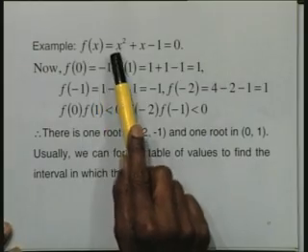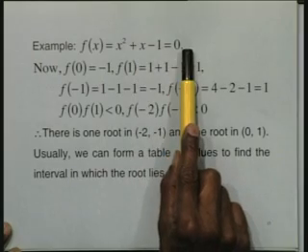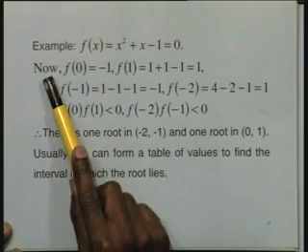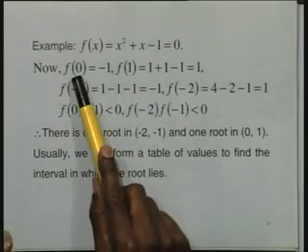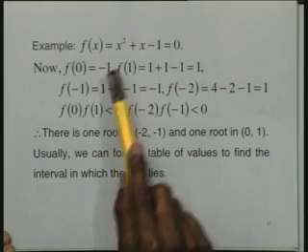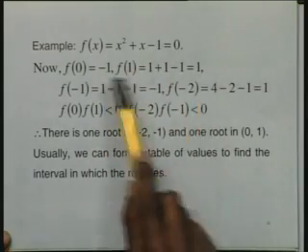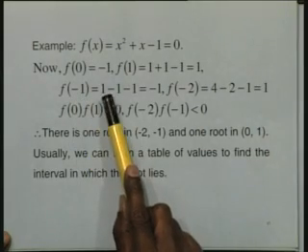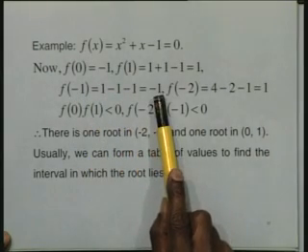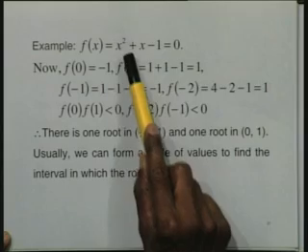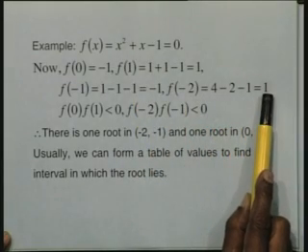See, let us take the simple example of the same one earlier, where f(x) is equal to x squared plus x minus 1 is 0. Now I would test a few values. f of 0, substitute 0, I get minus 1. f of 1, I get 1. f of minus 1, I get 1 minus 1 minus 1, which is minus 1. f of minus 2, substitute it here, 4 minus 2 minus 1 is 1.